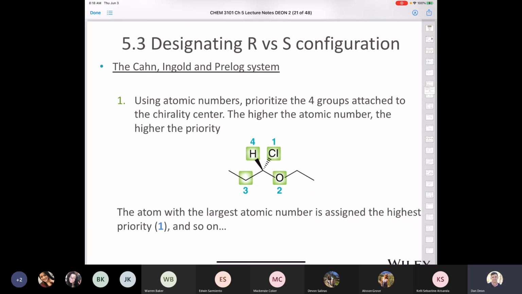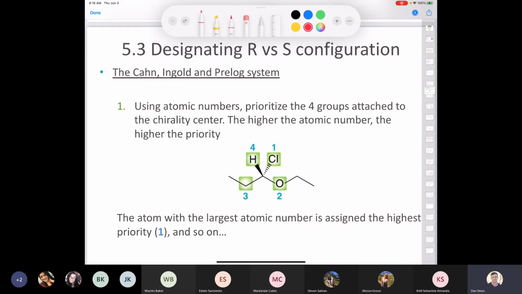And this is an example where we have the hydrogen coming out towards us, right? If you look at the chiral center, and they made it kind of easier on this one because it's 4 different atoms. You've got chlorine, which has the highest atomic number, right? Chlorine is element number 17. Oxygen is the second highest priority. Oxygen is element number 8. Carbon is element number 6. It's the third highest. And then hydrogen is the lowest priority.